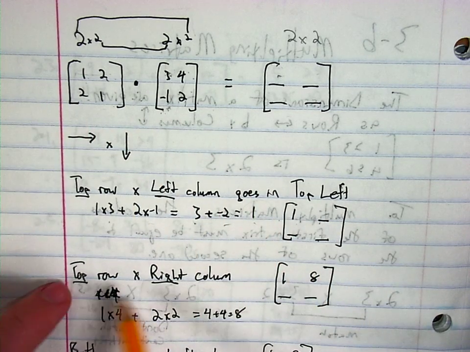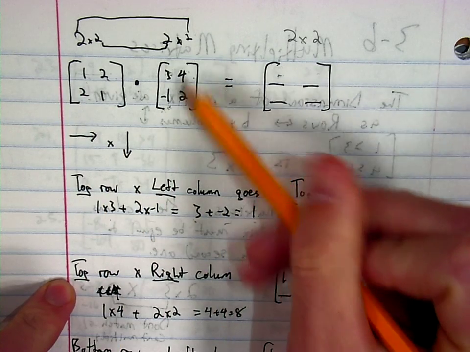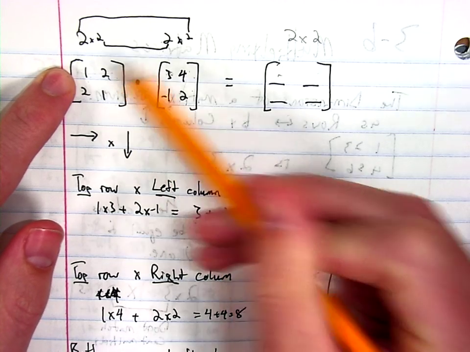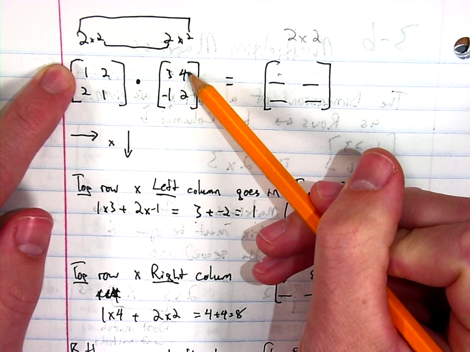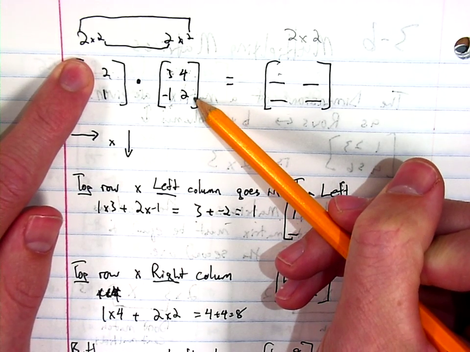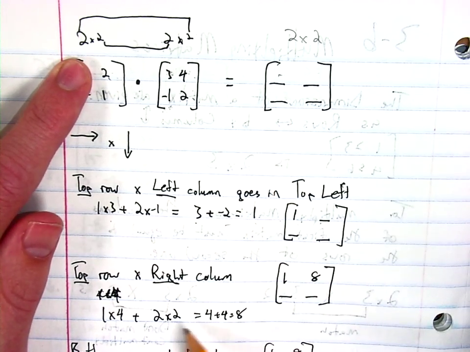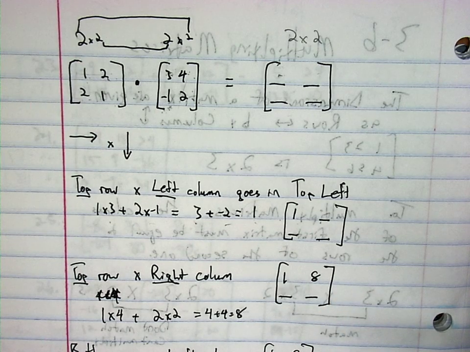Top right. I multiply the top row by the right column. First number in the top row times the first number in the right column. 1 times 4 is 4. Then I do the second number in the row and the second number in the column. 2 times 2 is 4. If I add those together, 4 plus 4 is 8, and that's what I put in the top right spot.